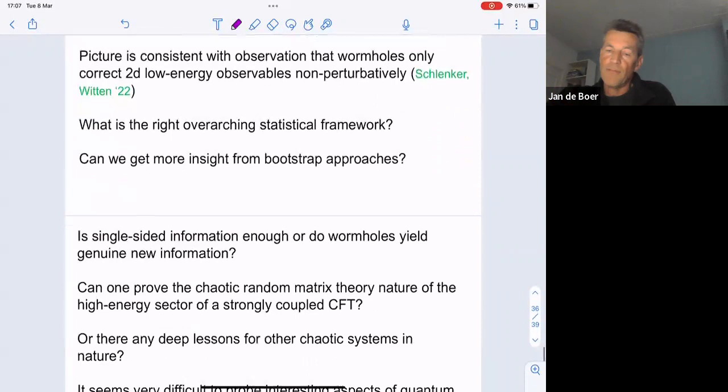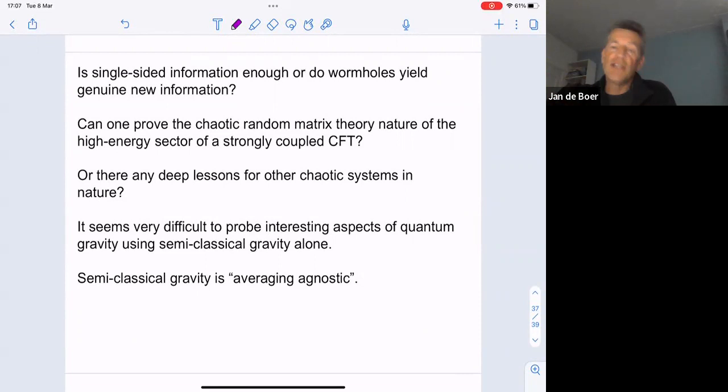It's still an open question whether wormholes actually have genuine new information or whether all the information in wormholes is already encoded by just doing single-sided computations. It's an open problem whether we can actually prove, whatever that means, the chaotic random matrix nature of the high energy sector of these strongly coupled CFTs. I also think it's interesting to think whether there are any other deep lessons for other chaotic systems in nature. Maybe there's a much more universal story to be told here.